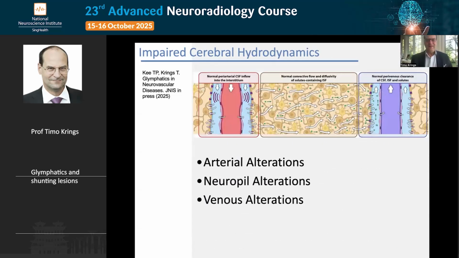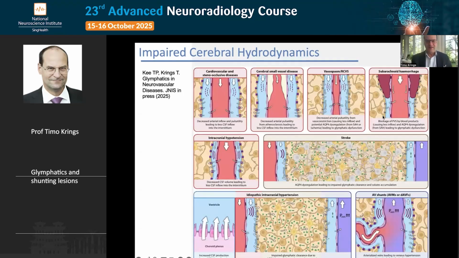In fact, in diseased states, we can have different types of problems. We can have problems on the arterial side, we can have problems in the interstitium, and we can have problems on the venous side. And this can then explain how cardiovascular and steno-occlusive disease, small vessel disease, vasospasm, subarachnoid hemorrhage, but also less common diseases such as intracranial hypo or hypertension can affect the glymphatic system negatively.